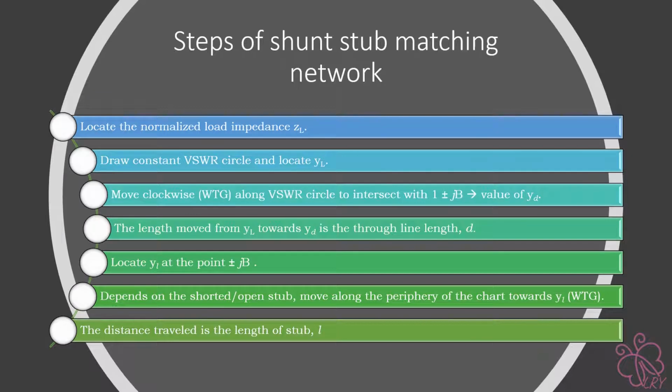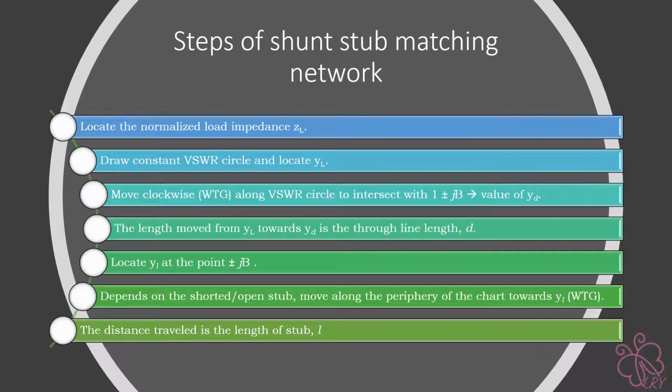Steps of shunt stub matching network. Locate the normalized load impedance ZL prime. Draw a constant VSWR circle and locate YL. Move clockwise, wavelength toward generator, along the VSWR circle to intersect with 1 plus or minus jB, which is the value of YD. The length moved from YL towards YD is the true line length D.